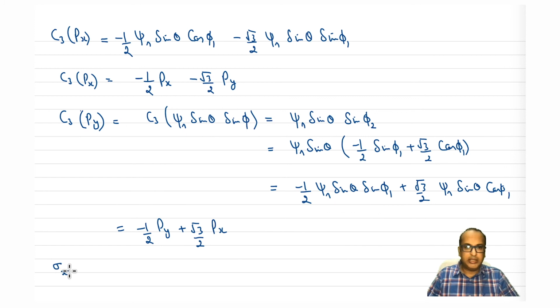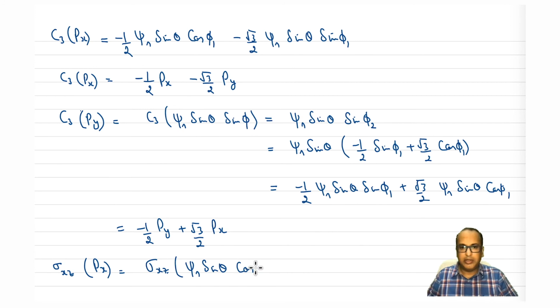For sigma xz, what happens if we apply sigma xz onto Px? If we do that, we will have sigma xz applied on psi r sine theta and cos phi.